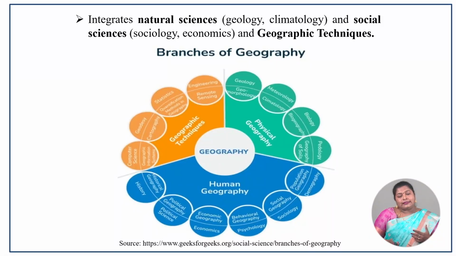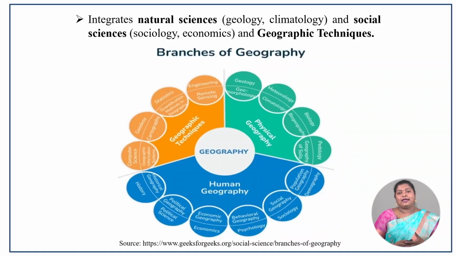Geography is the subject which integrates the natural sciences, social sciences and geographic techniques. How is it integrating all these 3 phenomena? In this diagram, in the inner part, you can see the major branches such as physical geography, human geography and the geographic techniques. The first semicircle represents the sub branches of these main branches, and the outer semicircle represents the other disciplines, and how they are correlated, interlinked or interconnected with each other.